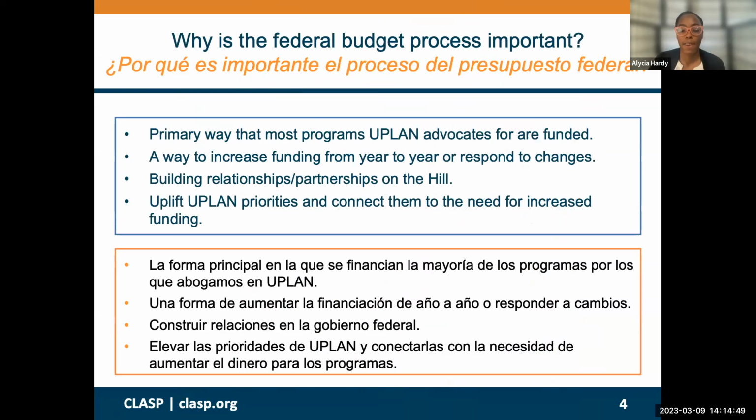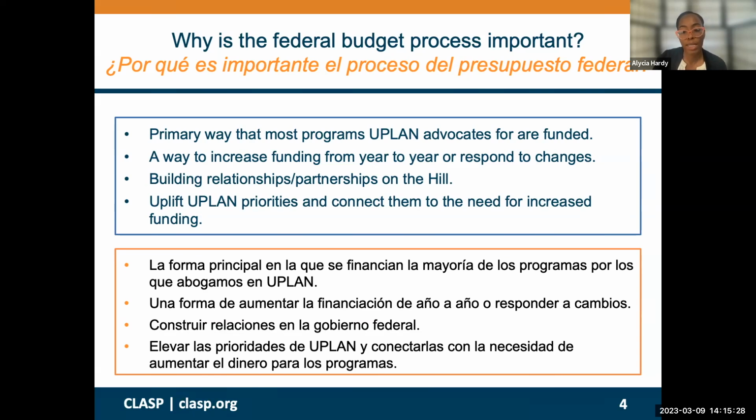So why is the federal budget process important? Well, the big answer is that it's because it happens every year. And each year there's a window of opportunity for advocacy. This process is the main way programs get funding, including those that UPLAN advocates for. And this could mean advocating for increased funding to meet growing need or to reduce funding connected to harmful programs. It creates space to engage and build relationships with members of Congress on the Hill related to the federal budget and other priorities to support long and short-term advocacy strategies.